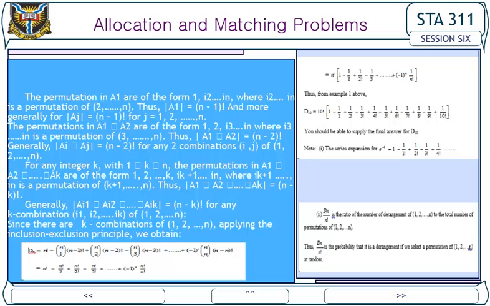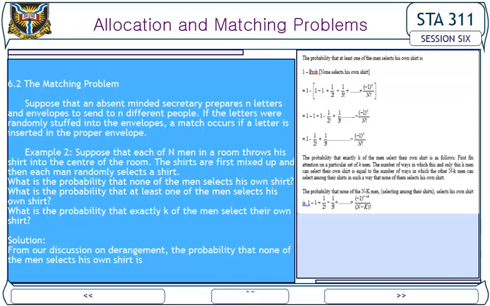Note: 1. The series expansion for e raised to power minus 1 is given. 2. dn over n! is the ratio of the number of derangements of 1 to n to the total number of permutations of 1 to n. Thus, dn over n! is the probability that it is a derangement if we select a permutation of 1 to n at random. The matching problem.